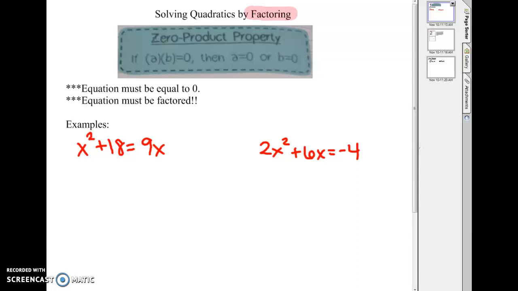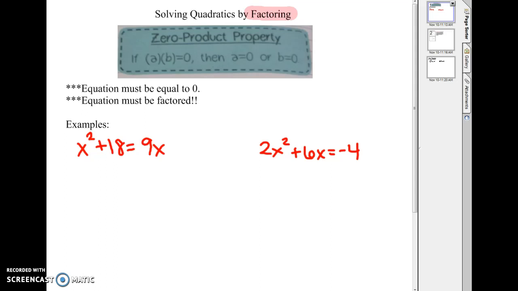Good morning or afternoon. What we're going to be doing today is solving quadratics by factoring. Now this is a new unit, so make sure you pick up a new unit table of contents. The title is Quadratics and the unit number is 5. So again, make sure you pick up a new table of contents because this is a new unit.